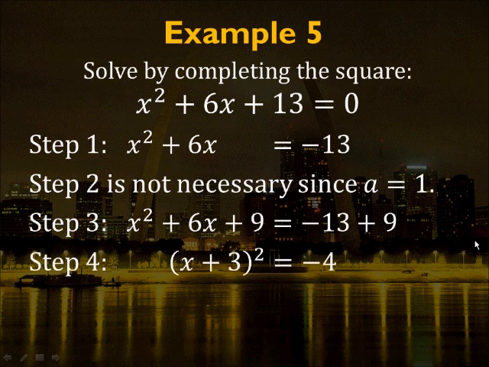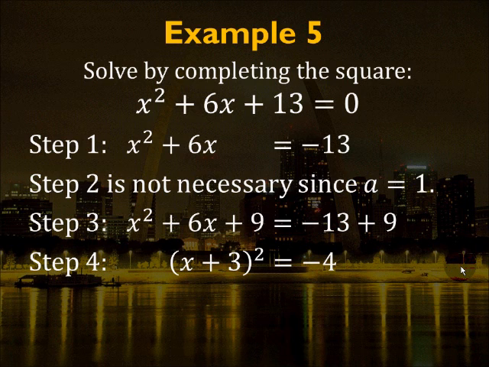Step 4, rewrite the trinomial as a binomial. So this becomes x plus 3 squared. You simplify the right side to get negative 4. Now this problem looks just like the first 4 examples that we just went through.